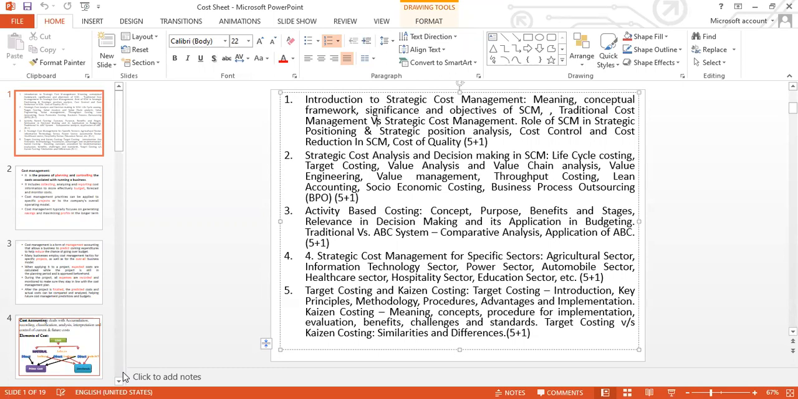So see here, your syllabus consists of 5 units. In the first unit, we are going to study strategic cost management, its meaning, conceptual background, significance, then objectives, and what is the traditional cost and what is strategic cost management. Traditional cost management is the traditional approach where we are very rigid. We are not going to change our policies. जो कुछ है वो है. I will not make any adjustment. That is something about the traditional approach.